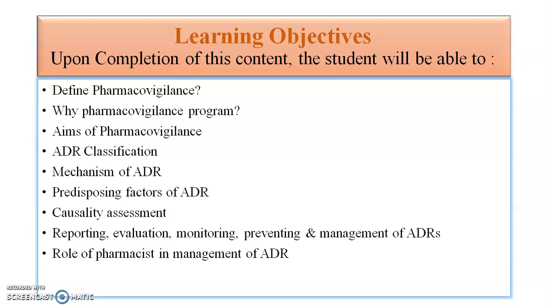Those learning objectives include the definition of pharmacovigilance, why the pharmacovigilance program is necessary, what the aims of the pharmacovigilance program are, how we classify adverse drug reactions, what their mechanisms of action are, what predisposing factors lead to adverse drug reactions, and how we assess causality of every adverse drug reaction which has occurred. At the last, we are going to know how to report as well as evaluate, monitor and prevent, as well as manage occurred adverse drug reactions, and finally the role of the pharmacist in the management of adverse drug reactions.